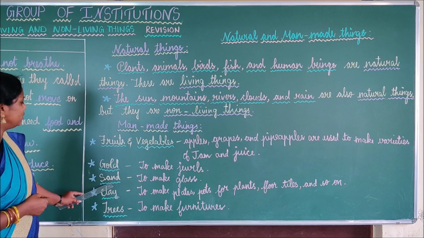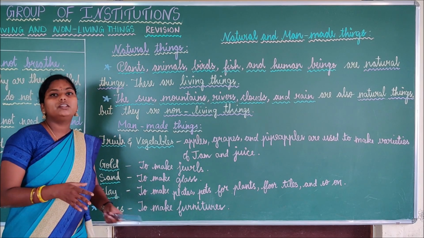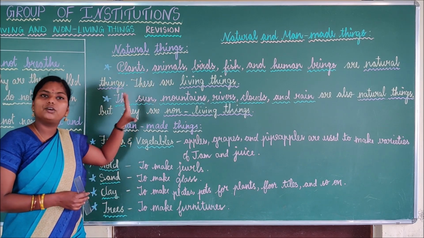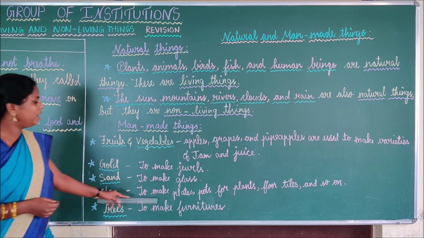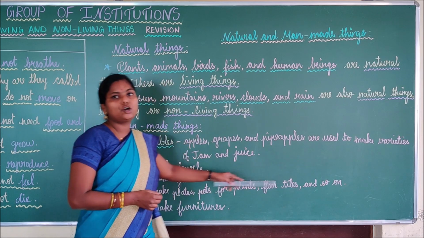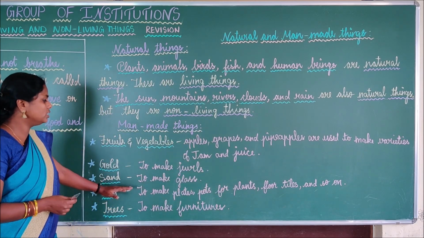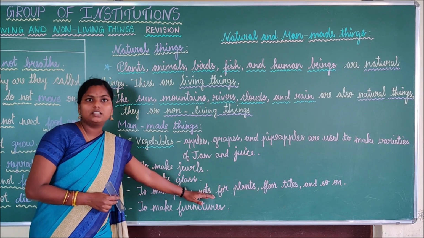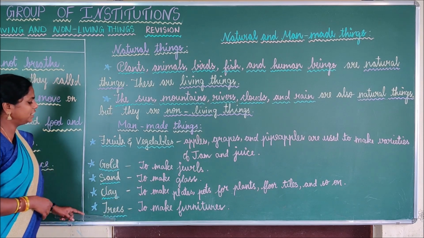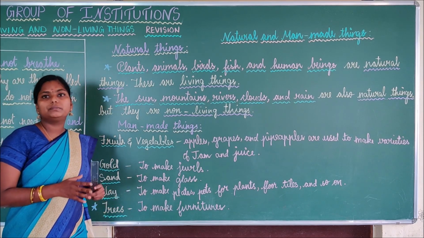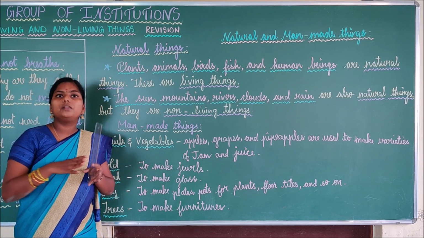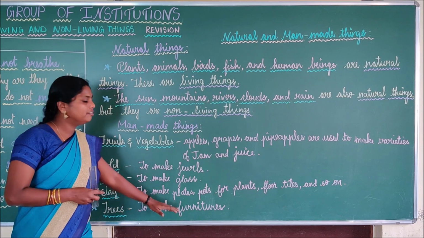Whatever it is, we make jewels using gold. The next one is sand. We use sand to make glass, which we keep in the windows and for other uses. Clay: to make plates, pots for plants, floor tiles and so on. Trees: to make furniture. Furniture means table, chair, door, windows, all these things which are made by wood. So these are all called furniture.